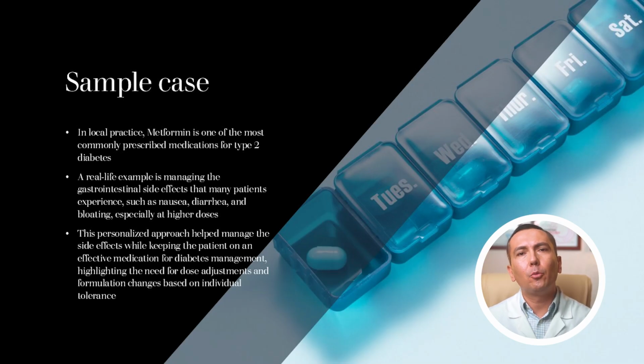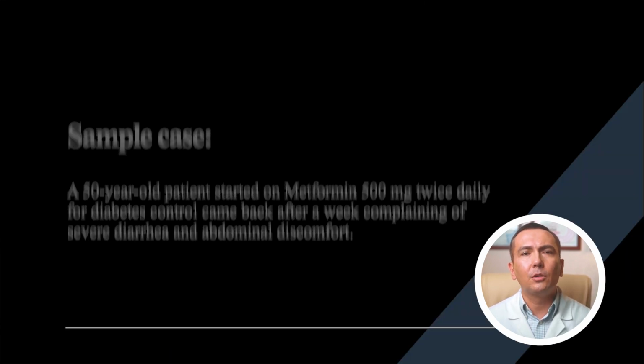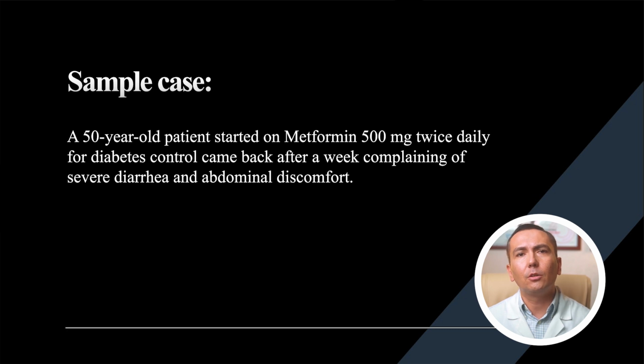There is a sample case. In local practice, metformin is one of the most commonly prescribed medications for type 2 diabetes. A real-life example is managing the gastrointestinal side effects that many patients experience, such as nausea, diarrhea, and bloating, especially at higher doses. For instance, a 50-year-old patient started on metformin 500 mg twice daily for diabetes control came back after a week complaining of severe diarrhea and abdominal discomfort.